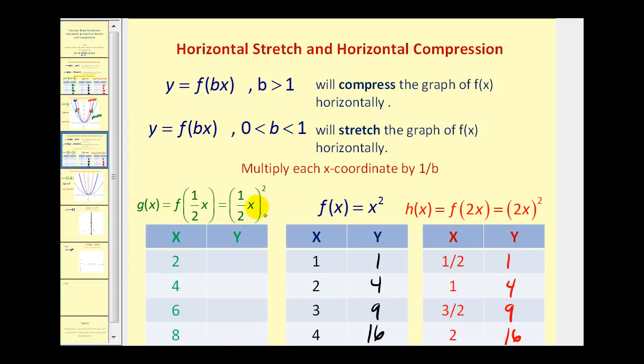Let's take a look at the first couple. If x is equal to 2, 1/2 times 2 is 1, squared, that'd be 1. 1/2 times 4 would be 2, squared, that'd be 4, 9, 16. And this would be considered a horizontal stretch.